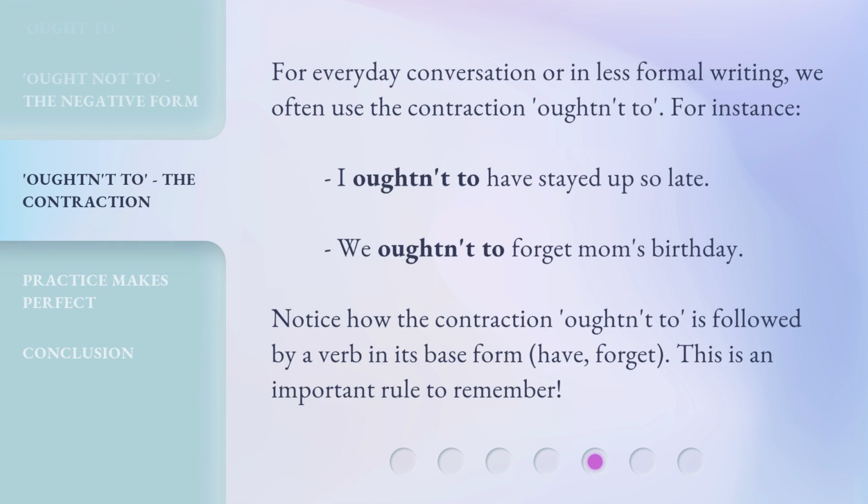For everyday conversation or in less formal writing, we often use the contraction, oughtn't to. For instance, I oughtn't to have stayed up so late. We oughtn't to forget Mom's birthday. Notice how the contraction, oughtn't to, is followed by a verb in its base form. Have, forget. This is an important rule to remember.